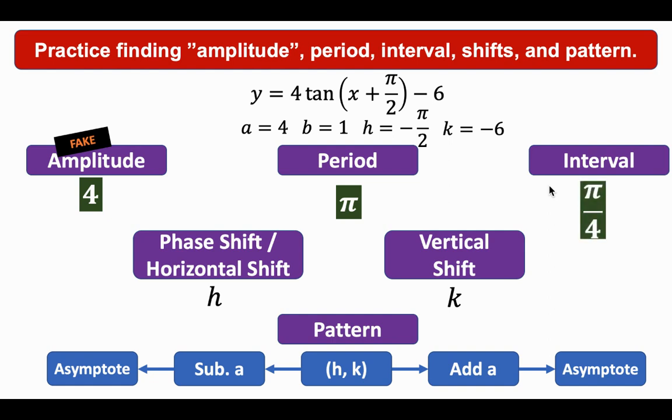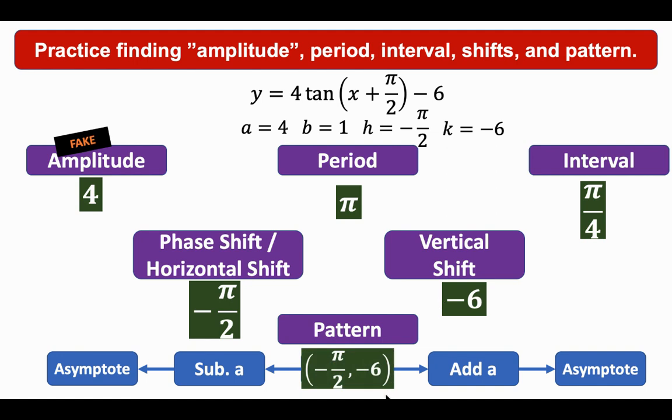Horizontal shift is just going to copy down your H, and then your K value is going to be negative 6. Pattern again is H and then K. So negative pi over 2, negative 6. Then you're going to add your A and subtract your A. Your A value was this 4, the amplitude. So it's going to be adding 4 and subtracting 4. If you look at your Y value, adding 4 to that would be a negative 2, subtracting 4 would be a negative 10. And then your asymptotes will be the next interval out.